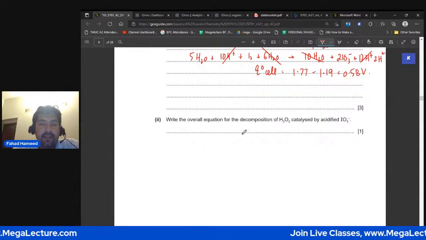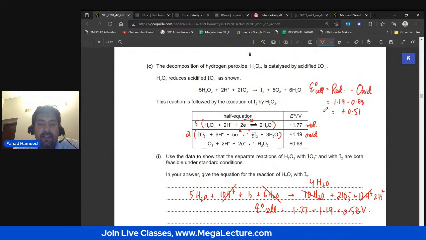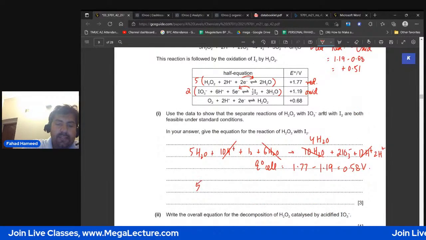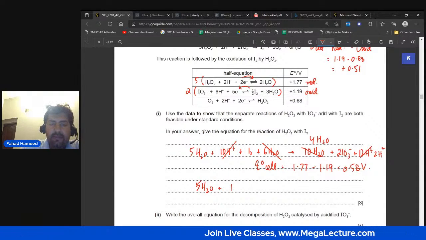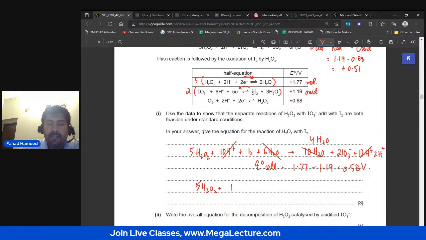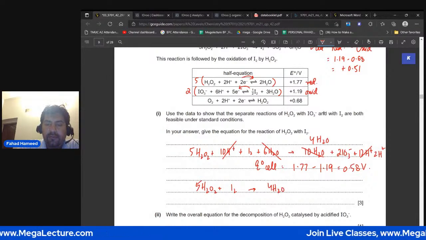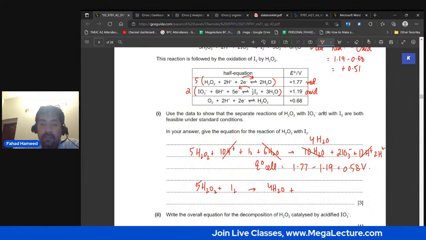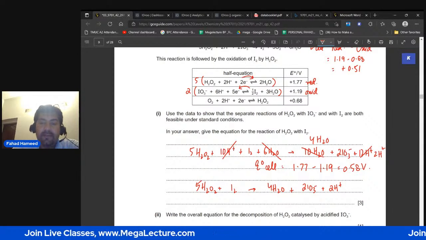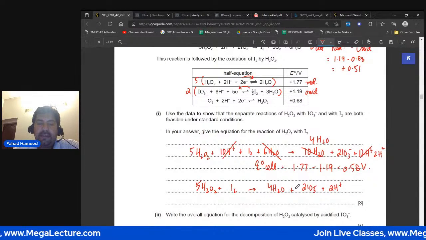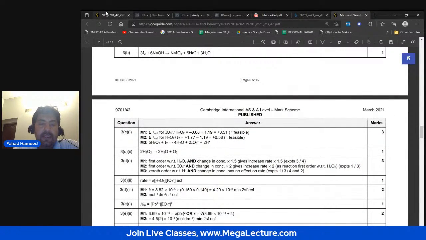We've got: write the whole equation for the decomposition of H2O2 catalyzed by IO3 minus. So you have two reactions. One is 5H2O2 plus I2, and the product is 4H2O plus 2IO3 minus plus 2H plus. I'm just copying the equation over here. So that's one reaction. Let me just double check this. Is this the equation? We're getting the same equation. And what's the other one?